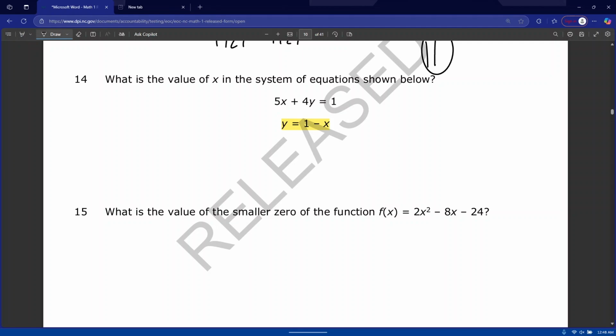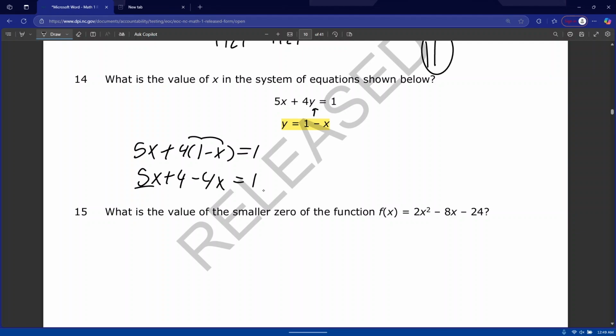Okay, notice how y equals an expression. All we have to do is plug this into this. And how do we do that? Well, we can rewrite this as 5x plus 4 parentheses 1 minus x equals 1. All we have to do is apply the distributive property onto these two. So it's 5x plus 4 minus 4x equals 1.